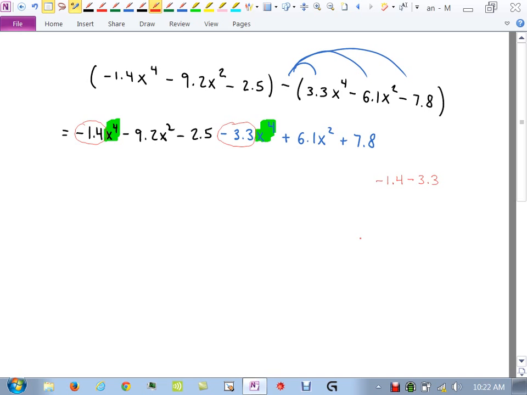Negative 4.7. Because it's kind of like if I do an example underneath this, negative 2 minus 3, right? That means you're taking negative 2 and taking away 3 more, it gives you negative 5. Here, we have negative 1.4, we're taking away 3.3. So if you want to look at it this way, you're adding 1.4 and 3.3 together, but then your answer is negative.